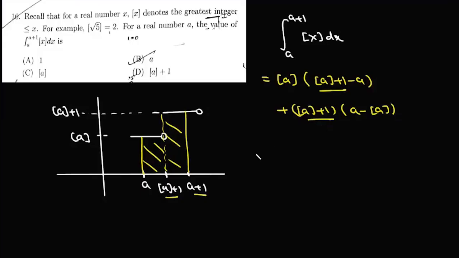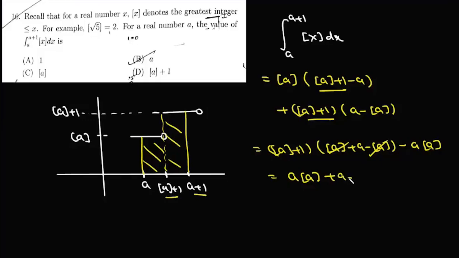Now here we will take these two together. So we can write greatest integer function of a plus 1, and then will be greatest integer function of a plus a minus greatest integer function of a, and minus a into greatest integer function of a. Now this greatest integer function of a will cancel. So we can have this as a into greatest integer function of a plus a minus a into greatest integer function of a. So it will cancel, and this value will be equal to a, and that's your option B.